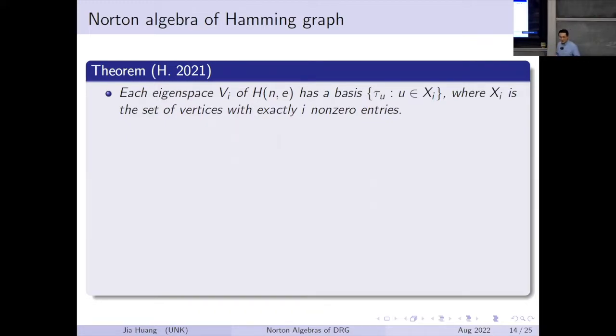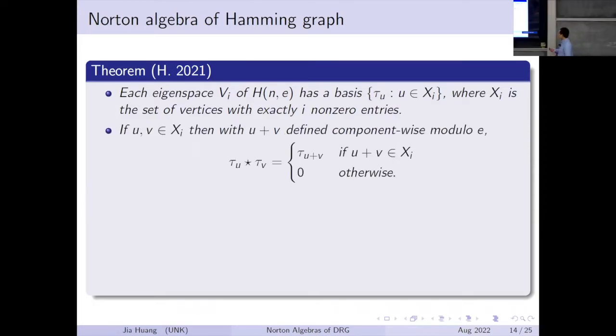So we look at an eigenspace Vi, and we find a basis for this eigenspace. Let's call that tau sub u, where u runs through all the vertices with exactly i non-zero entries. So remember, every vertex in the Hamming graph is like a word of length n. I want the non-zero entries to be exactly i. So select those vertices, and each of them is going to label, or index, an element in the basis of this Norton algebra. And more importantly, we need to know how these basis elements multiply under the Norton products. And we have a formula.